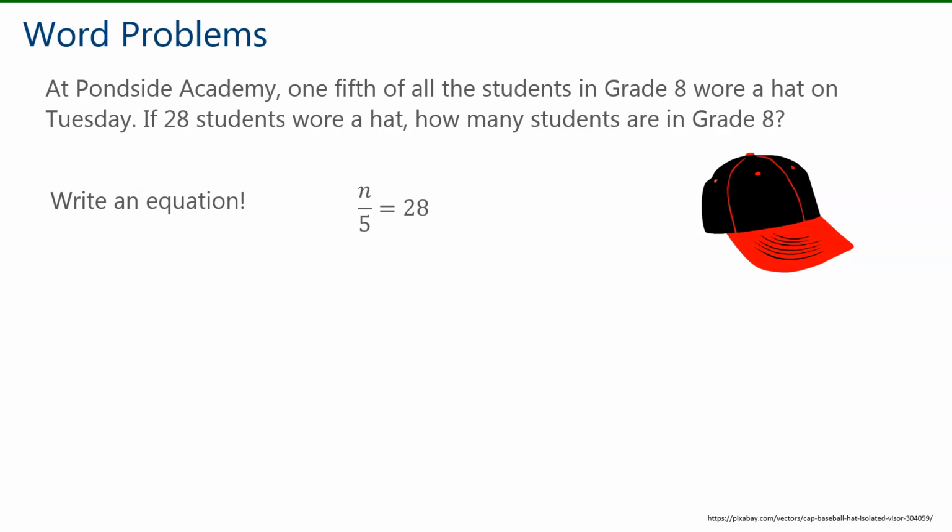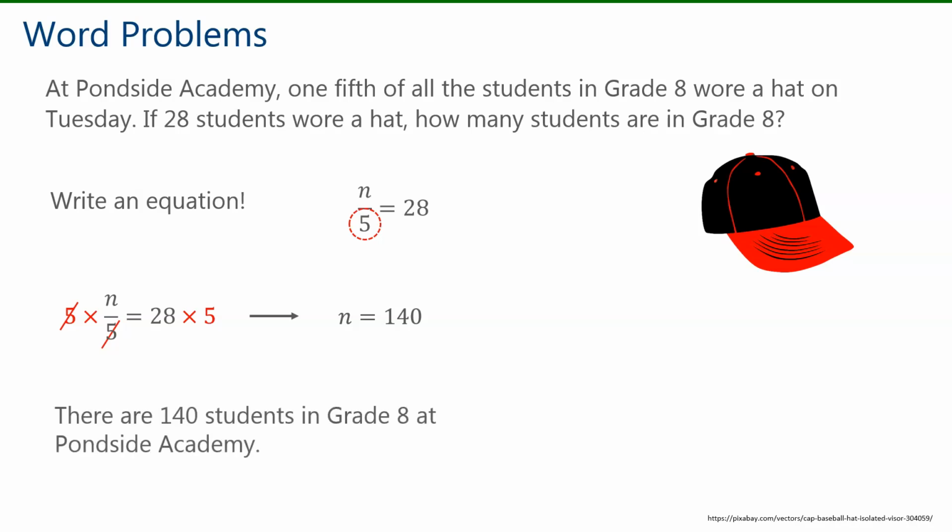Now when we go to solve this word problem, we want to isolate the variable, and in this case, n is being divided by 5. So we ask ourselves, what is the opposite of divide by 5? To multiply both sides of the equation by 5. On the left, the 5's cancel, and on the right, 28 times 5 equals 140. So there are 140 students in grade 8 at Pondside Academy.